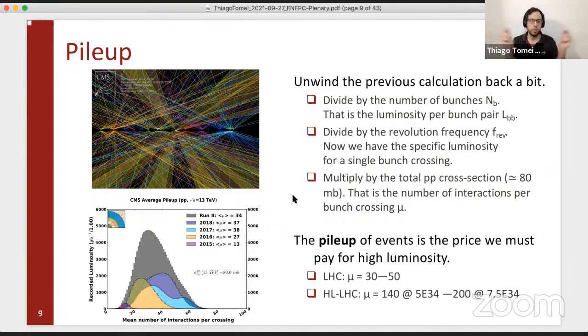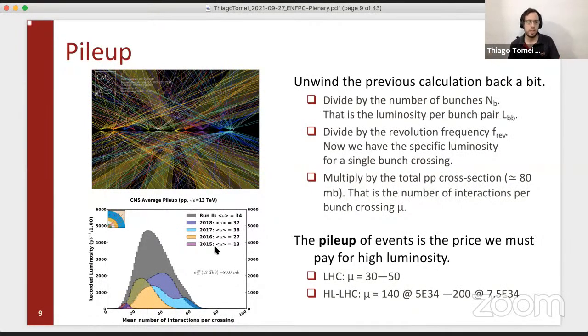So when you cross the two bunches, you have a total number of proton-proton interactions that happen in the same bunch crossing. And this is the so-called pileup. In the same bunch crossing, you have multiple proton interactions, and this makes the acquisition and analysis of the data much harder. So the pileup of events is the price you must pay for this high luminosity.